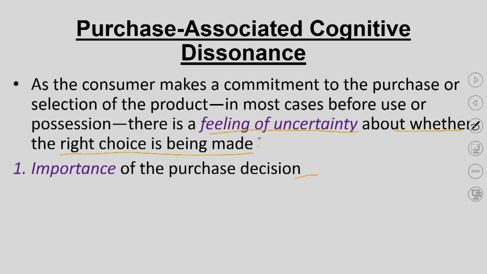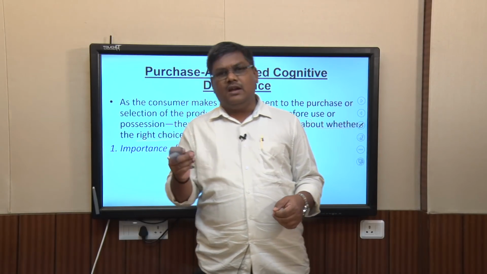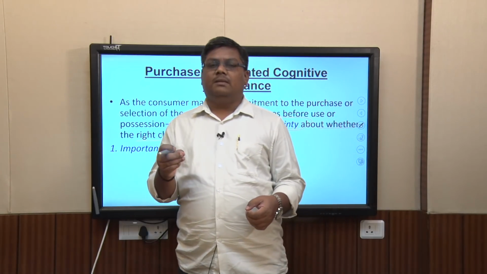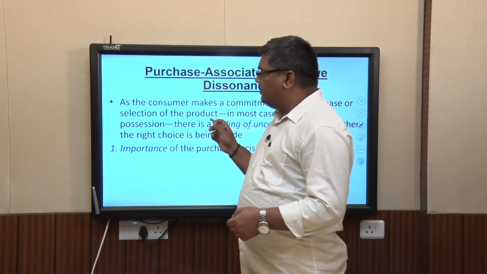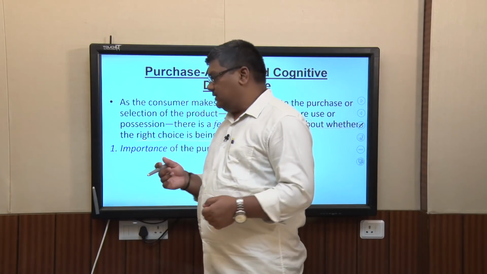So, how is this cognitive dissonance or this feeling of uncertainty controlled? What are the factors that control this cognitive dissonance? The feeling of uncertainty when you are buying a product, just before or immediately after buying a product is what is called cognitive dissonance. And so, what are the factors which are going to affect this cognitive dissonance?